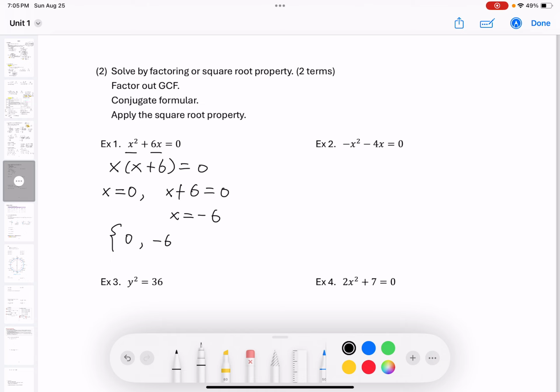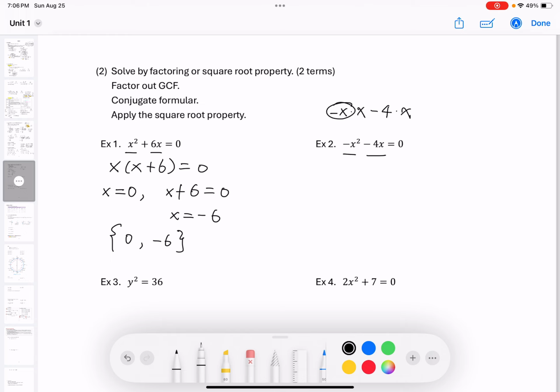0, negative 6. Next example, let's factor out the GCF, negative x squared minus negative 4x. What is the GCF? So we say negative x squared is negative x times x, minus 4 times x.